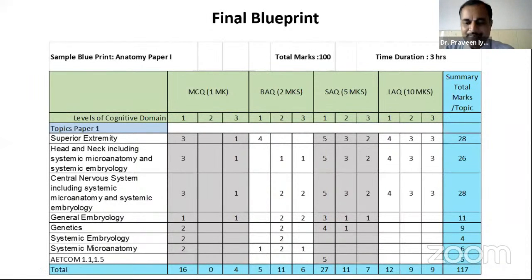Now see what is happening with reference to the recall level of questions, the understanding level of questions, and problem solving level, what is the allocation of marks. In the next table, you will find that. And if you look at the summary here, 28 marks have been allotted to superior extremity, 26 to head neck, 28 to neuroanatomy, and then accordingly. And then you see systemic embryology and microanatomy, and the topics of gross anatomy. So that's how you'll get it.